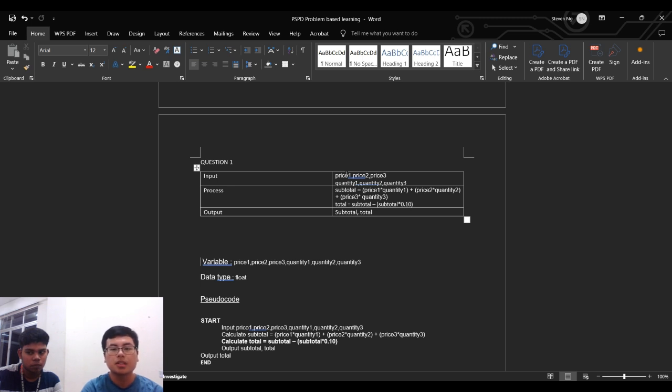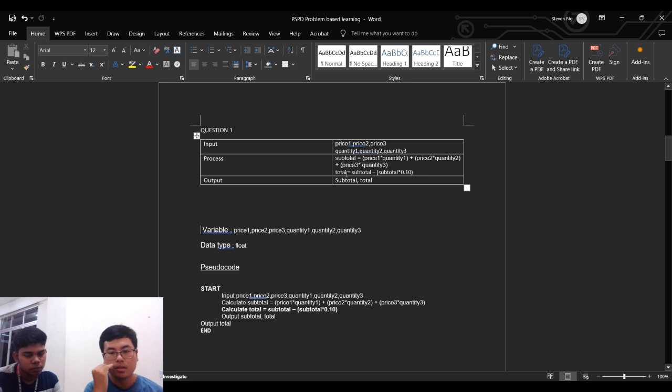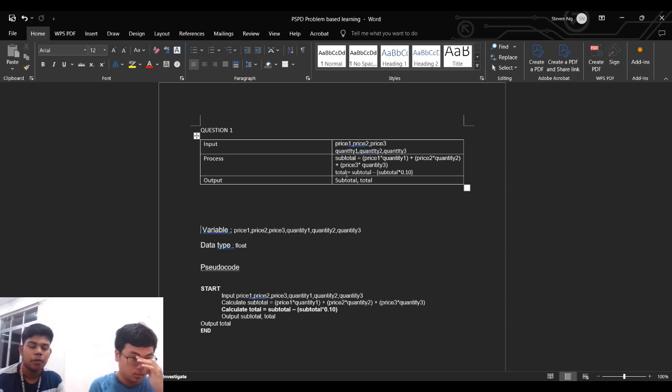And for the total, I just take the subtotal and minus the subtotal times 0.10, which is the 10% tax of it. And now for the variable and data type. In variable, we have price 1, price 2, price 3, and the quantity 1, 2, and 3. So the data type is float.